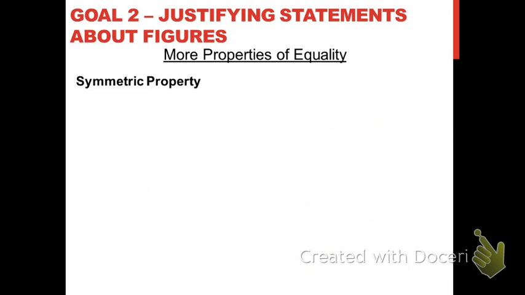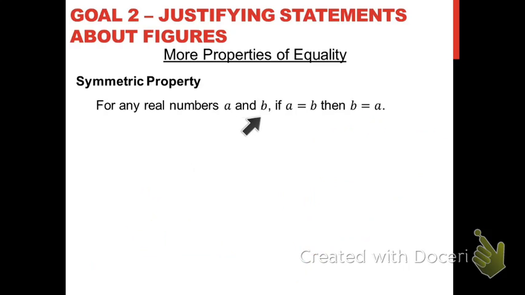Now here's another property that you might think won't get a lot of use, and actually it will get much less use than the other two that we're learning. But it's called the symmetric property of equality. The symmetric property of equality says this: for any two real numbers A and B, if A is equal to B, then B is equal to A.